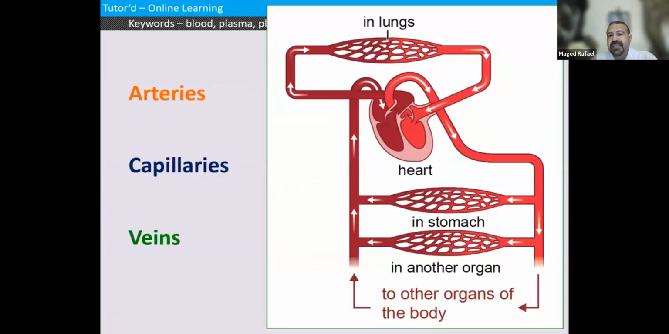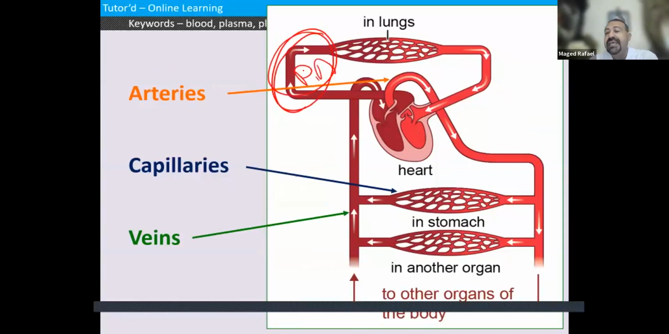Okay, this is the artery, and this is the example of the capillaries. And here we have: all of the arteries carry oxygenated blood except the pulmonary artery. All of the veins carry deoxygenated blood except the pulmonary vein. So the pulmonary artery, this one, carries deoxygenated blood, and the pulmonary vein, this one, carries the oxygenated blood back to the heart.